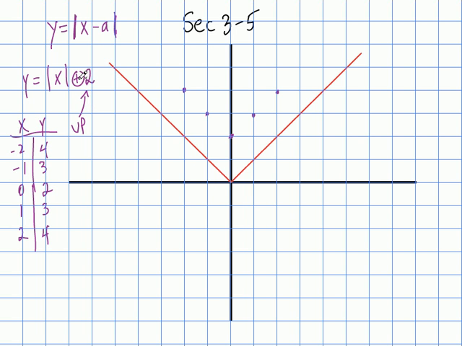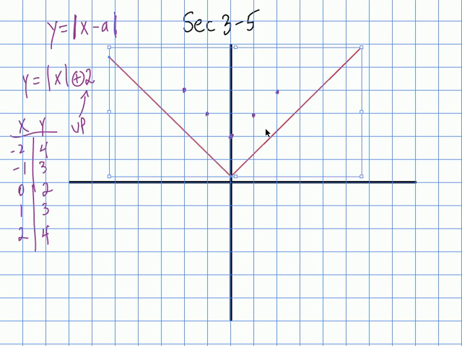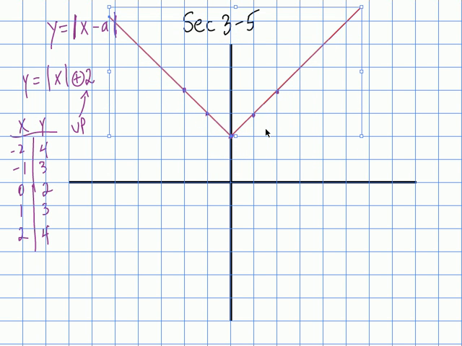What if this was a minus? What we would do to that graph? We'd move it down. Everybody with me on that? Okay, so let's graph this thing. Or I'll tell you what, let's just take this original graph and then just move it up 2 places. There you go. That's the graph right there.